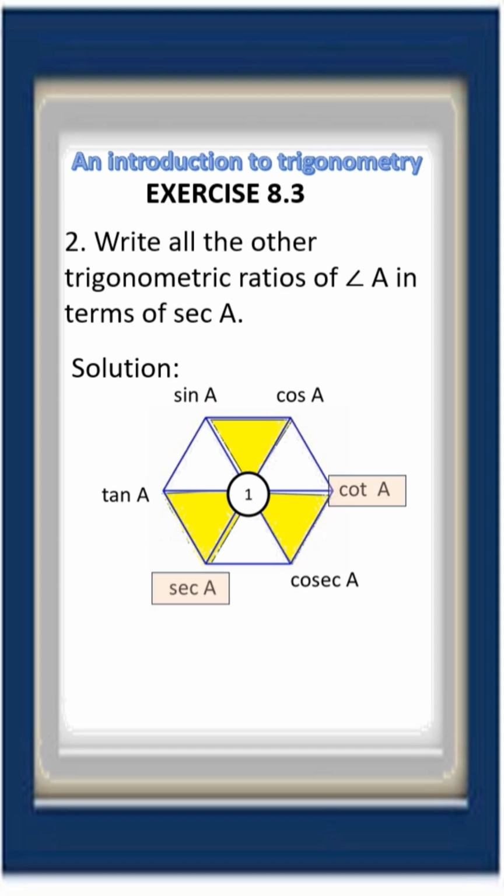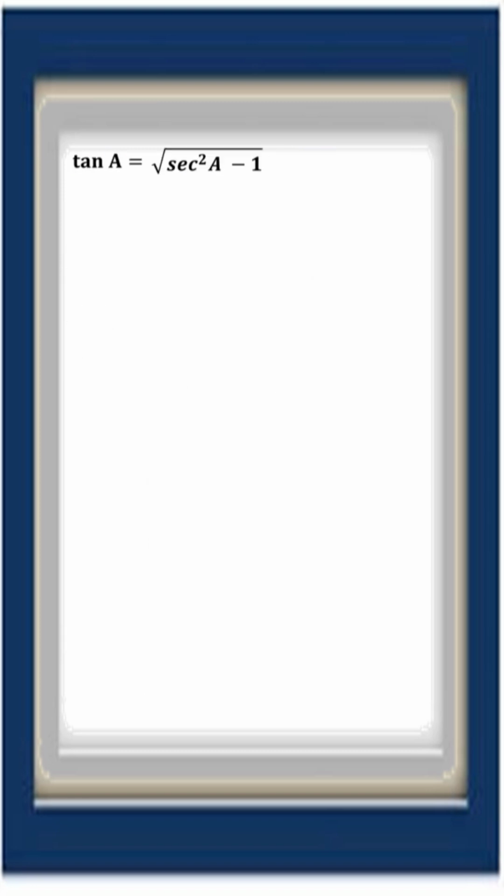Now let us express cot A in terms of secant A. We know that tan A and cot A are reciprocal ratios. So cot A is equal to 1 over tan A. Tan A is equal to square root of secant square A minus 1. So cot A is equal to 1 over tan A. Instead of tan A, put square root of secant square A minus 1.